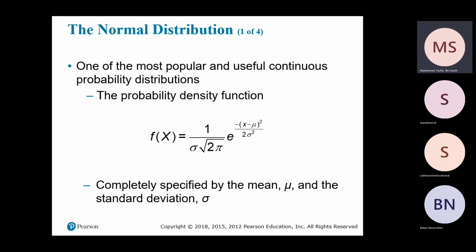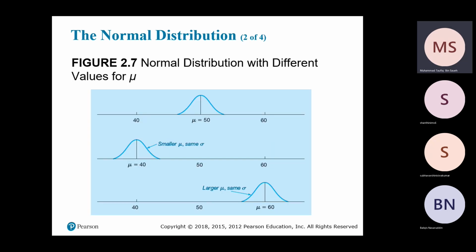The normal distribution is completely specified by the value of mean and standard deviation. So how your normal distribution looks will be defined by your mean value and by your standard deviation value. These two values will determine the shape of your normal distribution. So these are examples. For example, your initial mean is 50, and then you have your normal distribution.